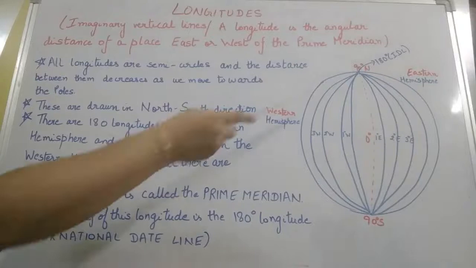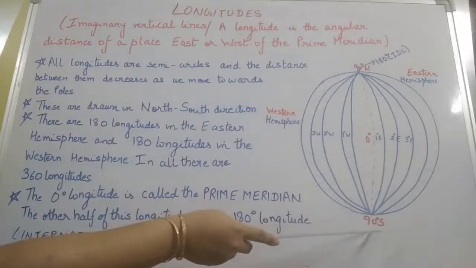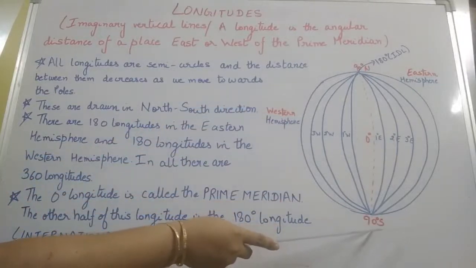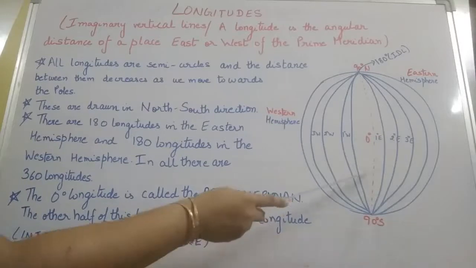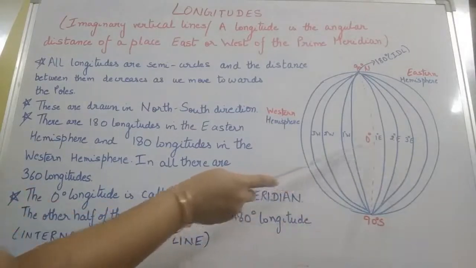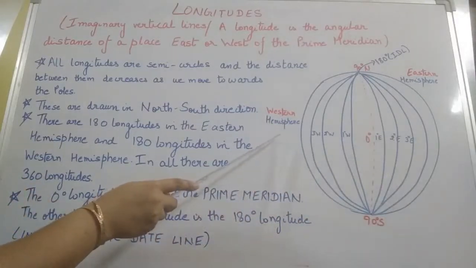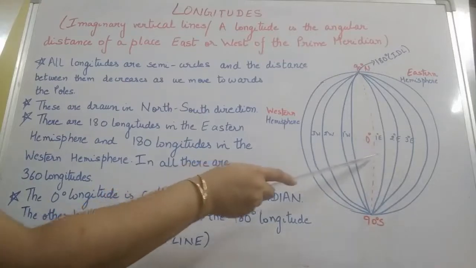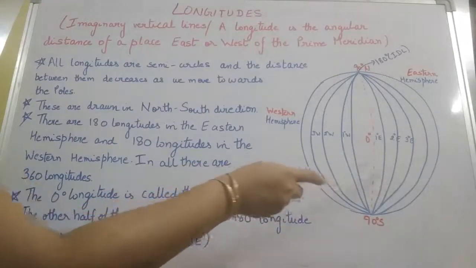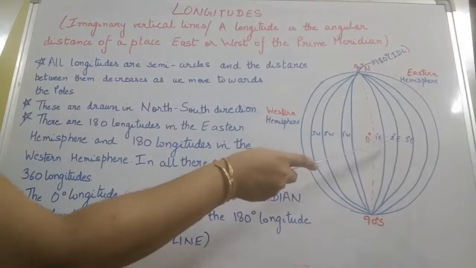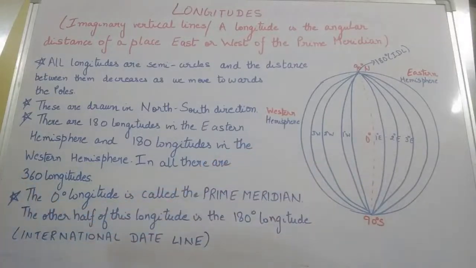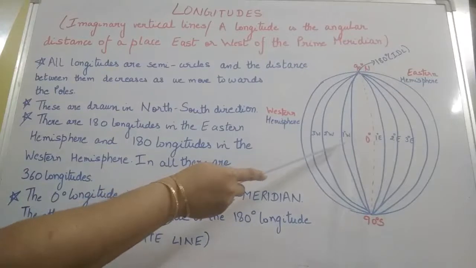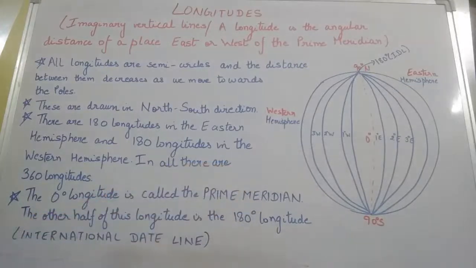Now see, this longitude, the 0 degree prime meridian, divides the earth into two hemispheres. This is the eastern hemisphere and this is the western hemisphere. So all the longitudes which are in the eastern hemisphere are numbered as 1 degree east, 2 degree east, 3 degree east and so on. Now when we talk about the longitudes in the western hemisphere, they are numbered as 1 degree west, 2 degree west and 3 degree west.